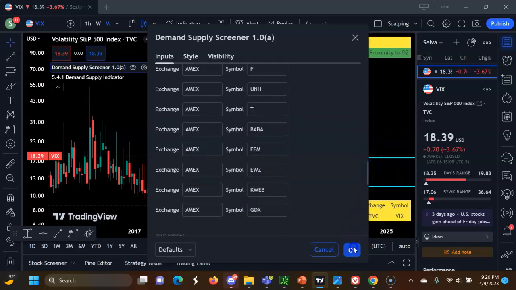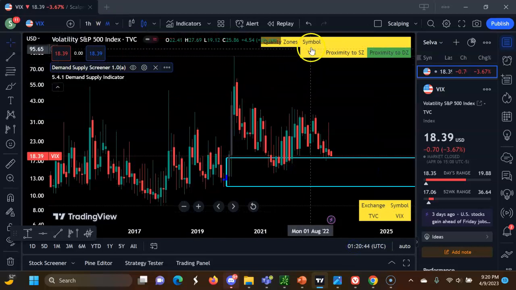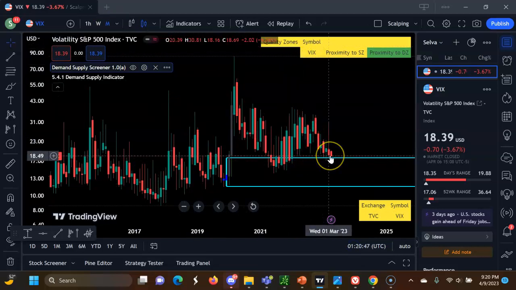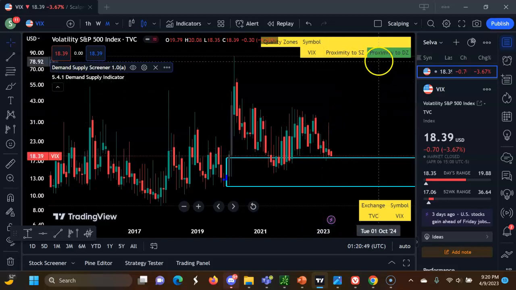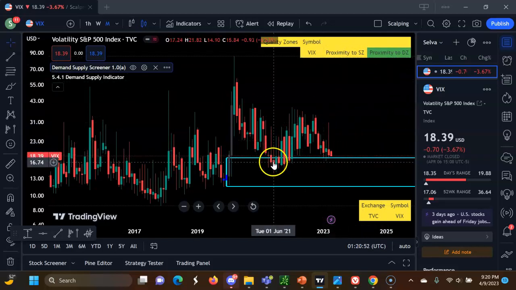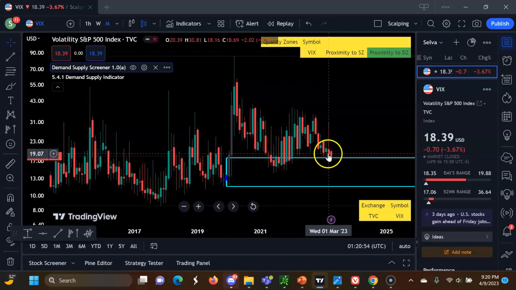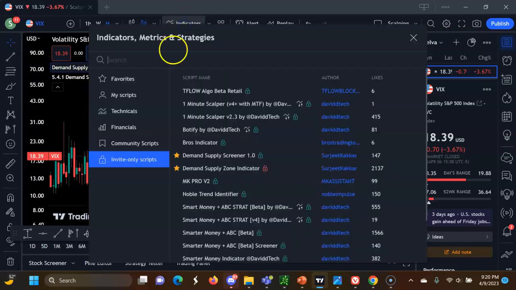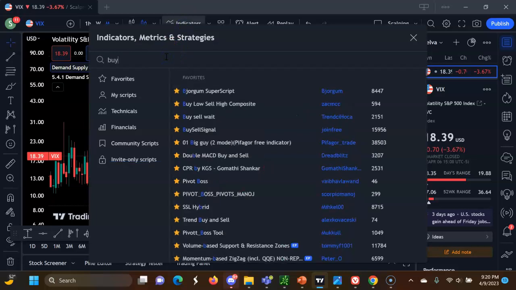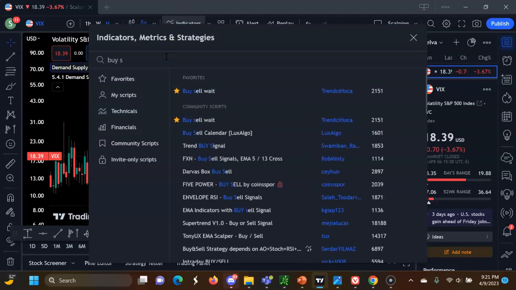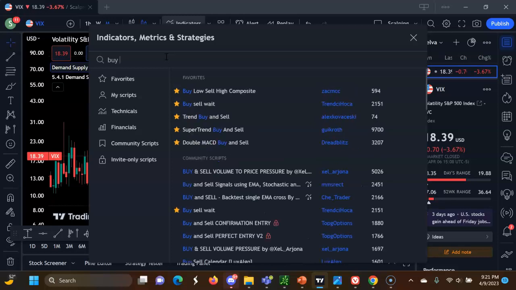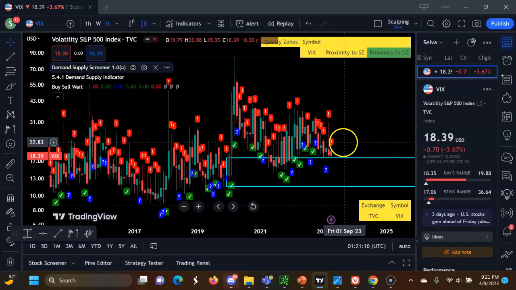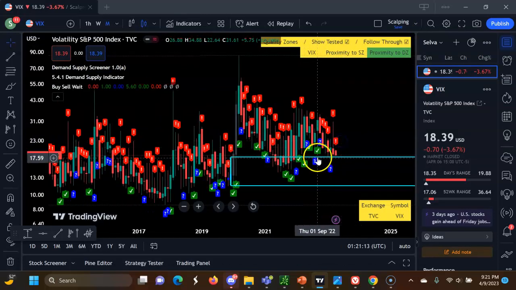Okay, so now I am on a monthly time frame. On the monthly time frame, you see a VIX. So VIX is at the demand zone. Okay, so that basically means that it's going to reverse. Now I'm going to add one more indicator, buy sell weight. Okay, so with this indicator, now I can see when it's going to reverse. So it's here.